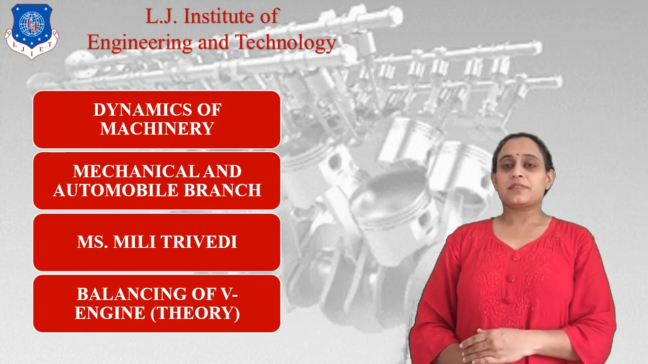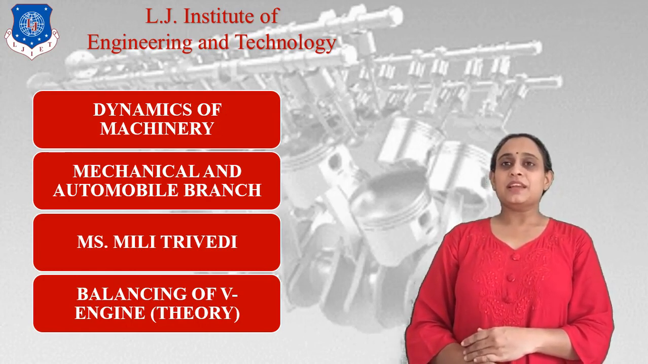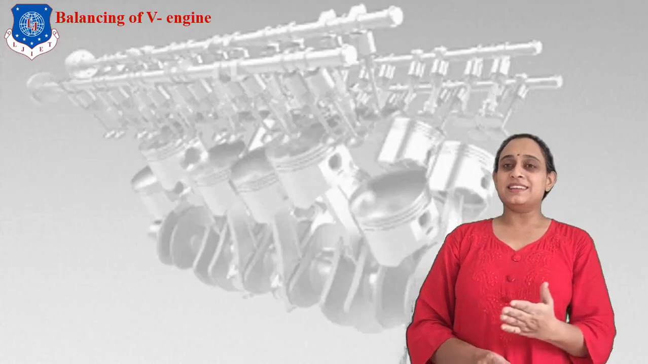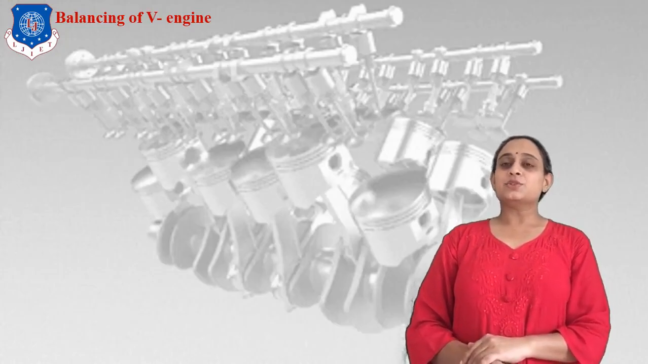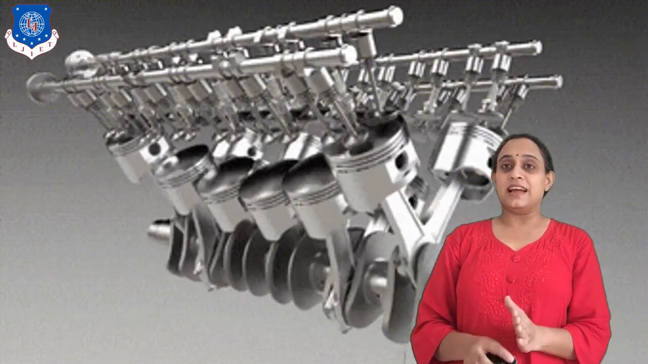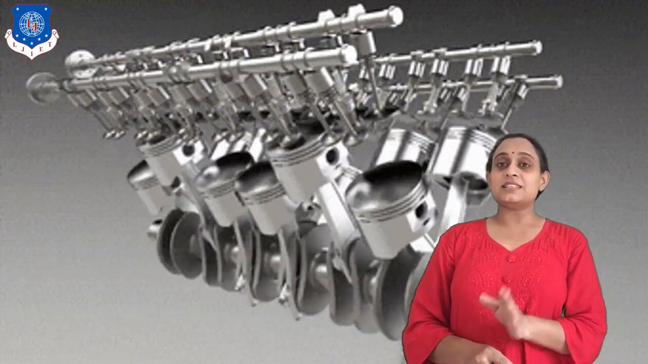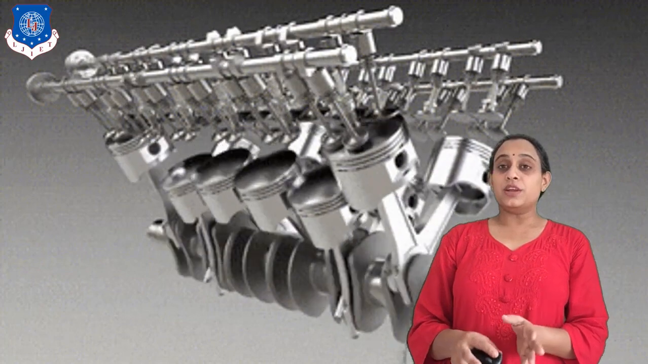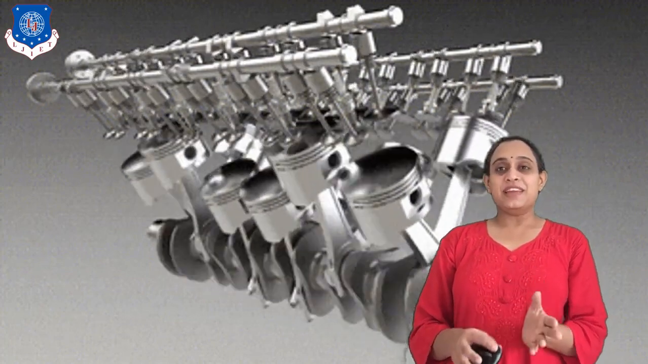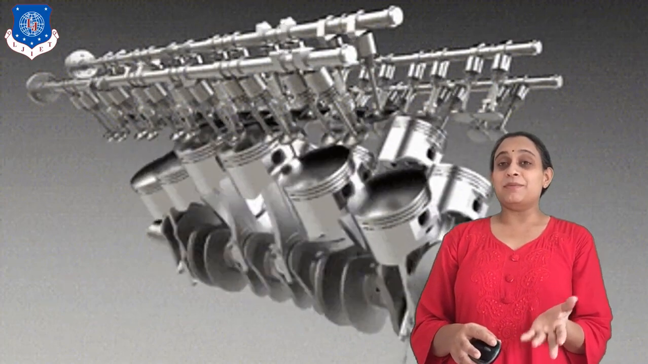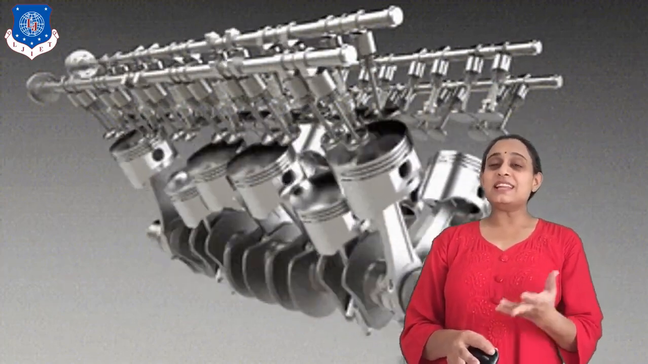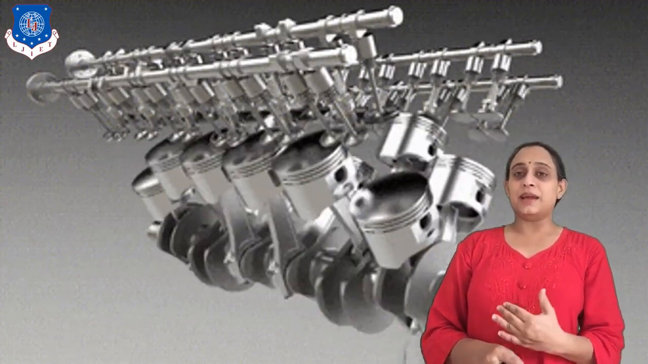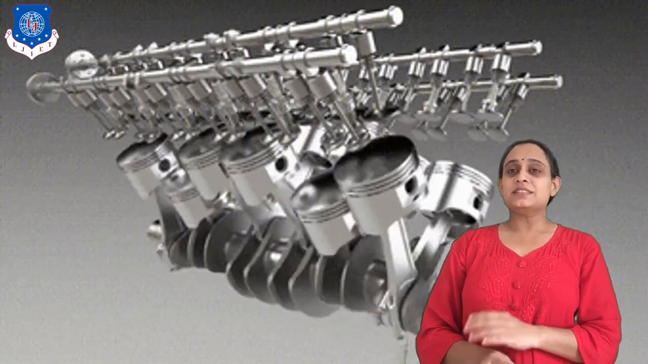Today we will study the balancing of V engines. If we consider the balancing of a V engine, it will be like this, as you see in our diagram. This is the basic V engine diagram, a combination of inline engines. As we have already studied the V engine and the inline engine, we can easily combine V with inline engine. Now let us study the V engine.